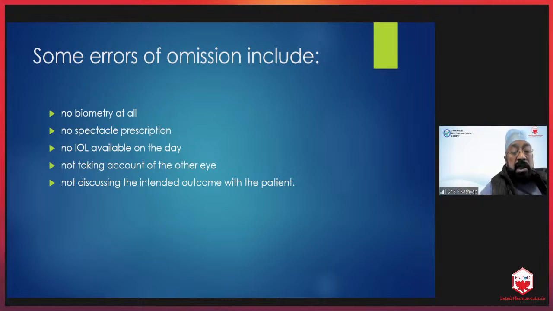You must always take account of the other eye. It's very, very important, because you see the difference. Suppose the patient has an IL power calculated at 19 and the other eye is coming at 9, you have to be very, very careful. And we must discuss. Suppose you have done everything, you still have to discuss with the patient.